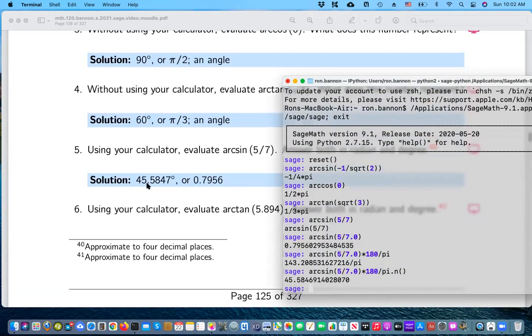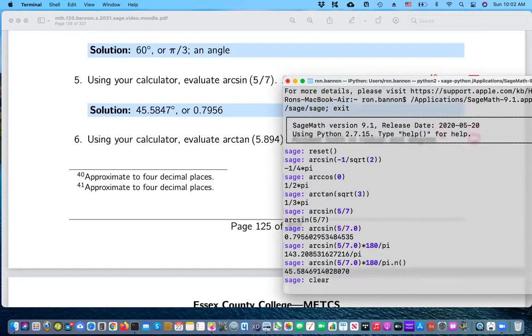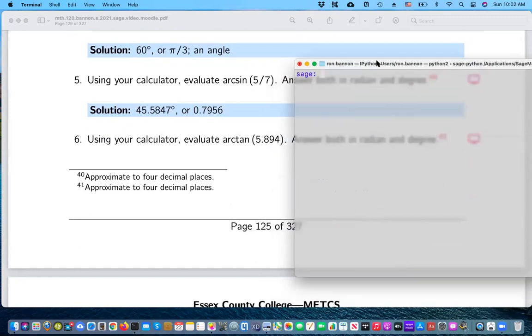Oh, right there, 45.58. Yeah, that looks pretty good. All right, let's do the next one up there. Let me just clear the screen out. And I want to do this one over here, arctangent. Arctan, right? 5.894.